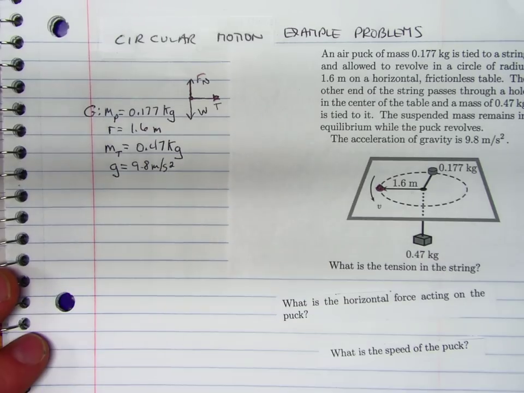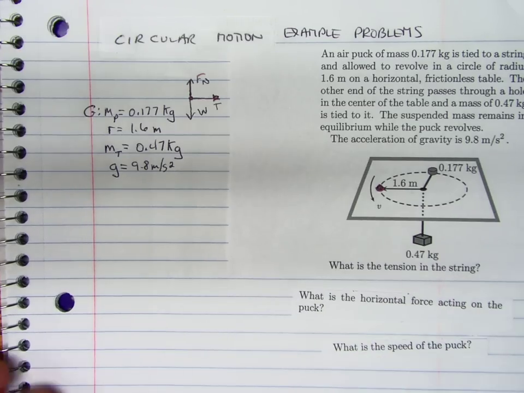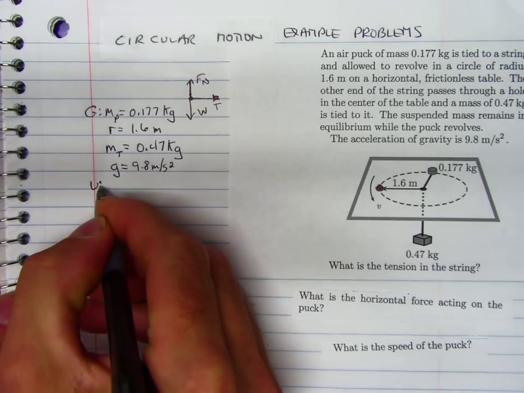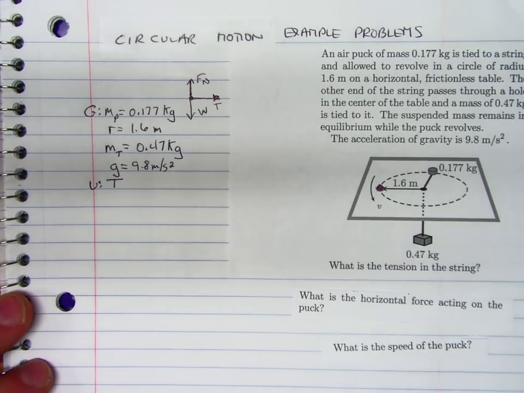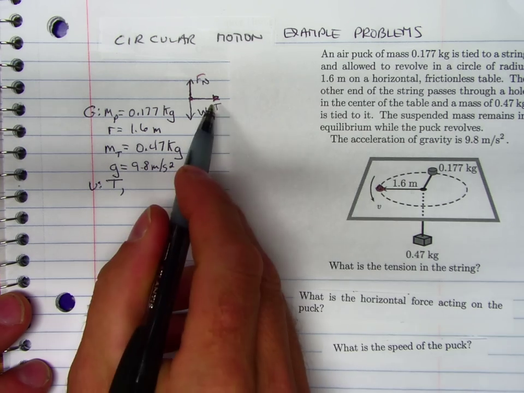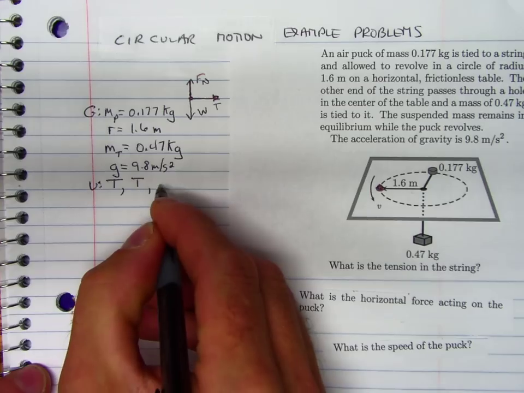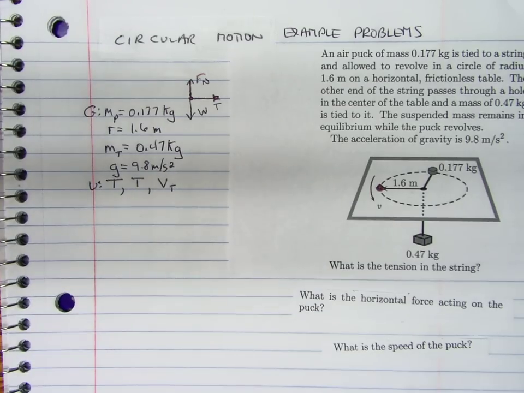Okay, so the first part, it says, what is the tension in the string? And these questions are kind of leading. They're leading you to the final answer, which is the speed of the puck. Okay, so our first unknown is going to be tension. Our second unknown, what is the horizontal force acting on the puck? And that's going to be, we have it depicted as tension. And then the fourth unknown is what is the speed of the puck, and that is the tangential velocity.